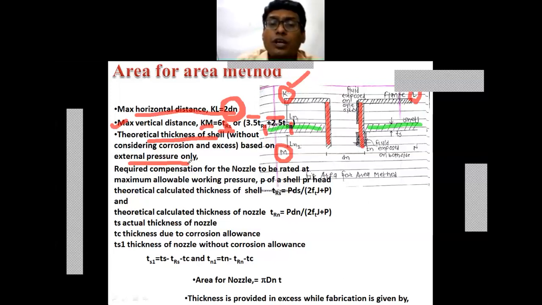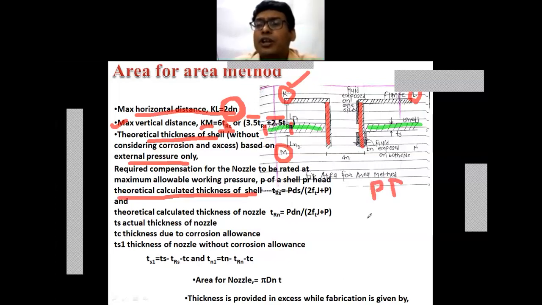So here the theoretical thickness calculation of a shell is calculated as PD upon 2Fj, that is the pressure, diameter and the 2Fj.